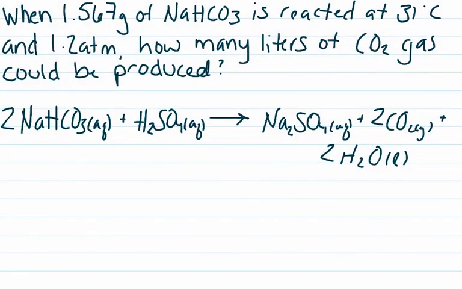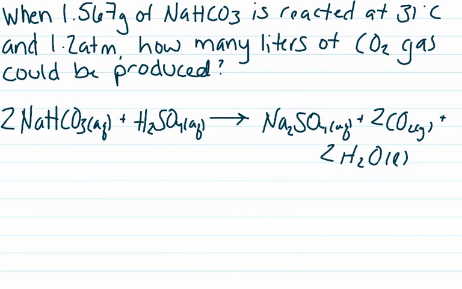The ideal gas equation can also be used in stoichiometry. For example, when 1.567 grams of sodium hydrogen carbonate is reacted at 31 degrees Celsius and 1.2 atmospheres, how many liters of carbon dioxide gas could be produced?